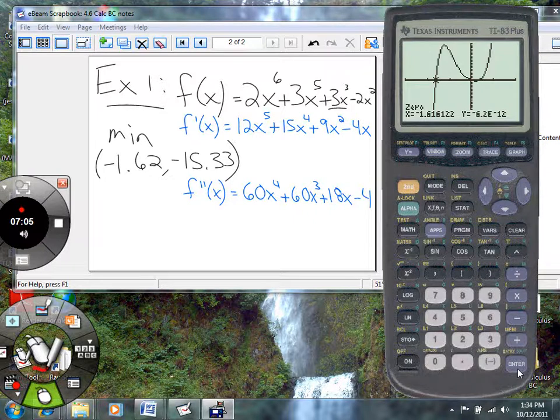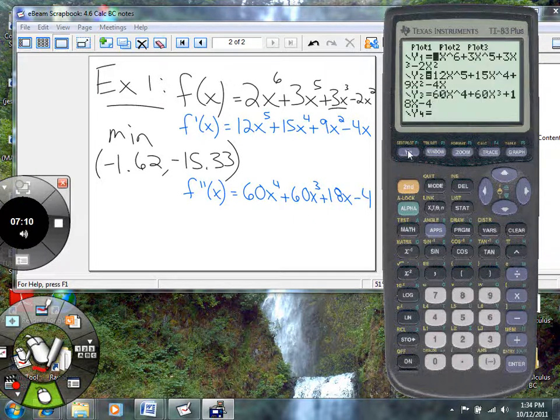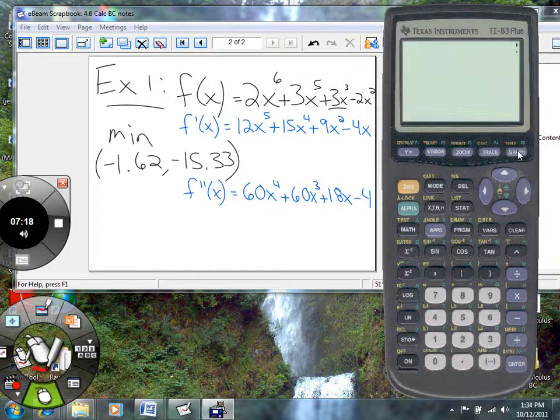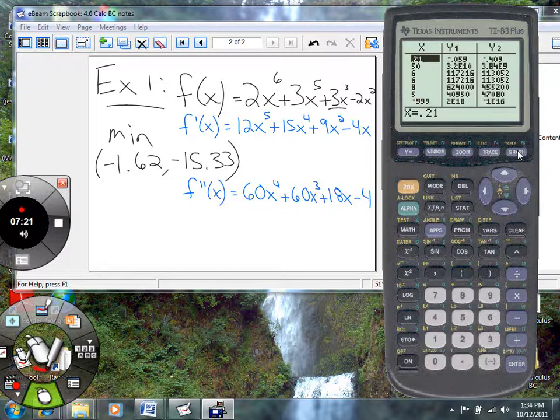And then let's say I want the y coordinate, because obviously I need to plug that back in. So what I do is I go y equals, and I go ahead and I unhighlight that, or highlight it. And then I can go to the second table, and I can just plug that x value in. So let's say I want to plug in -1.62, enter. And then I just look at the y1 there, and I can see that the y coordinate is indeed -15.33. So that's a really good way of using the calculator to get some max and mins.